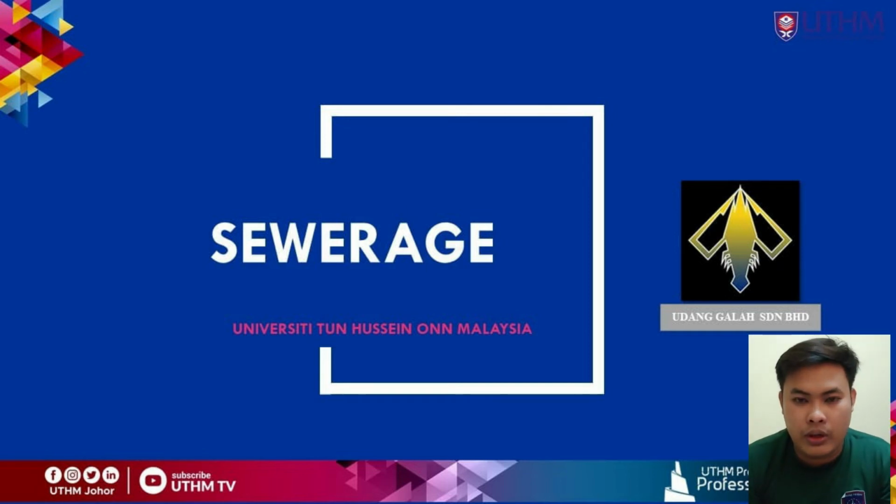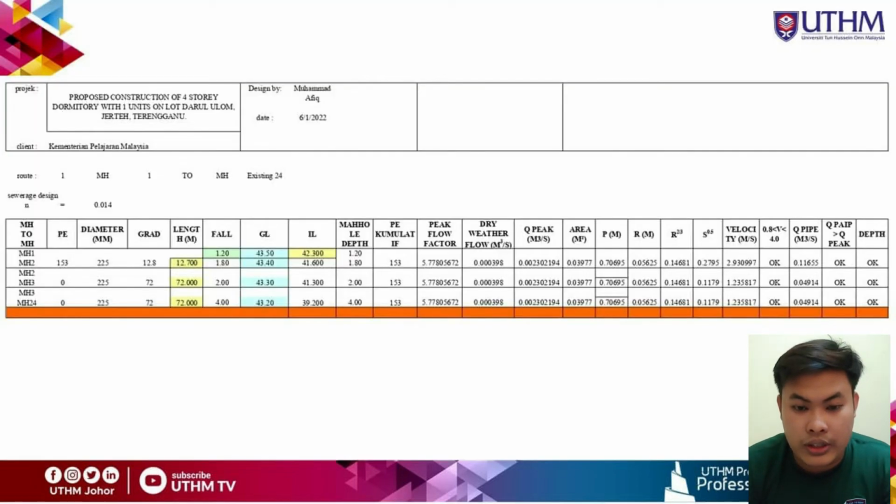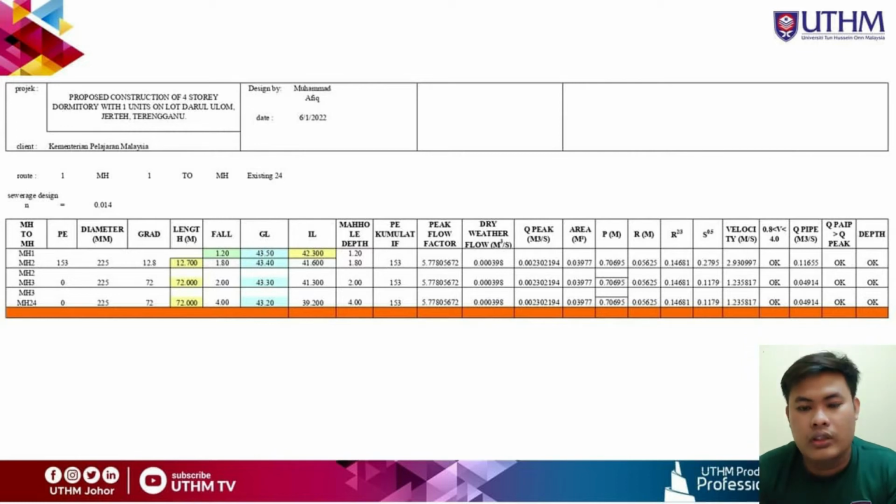Today I want to present about our sewerage report on our infrastructure for the dormitory 6 story, and for our population equivalent we get 153 PE for school education with fully residential, and for day school for our staff, gardener, and other.